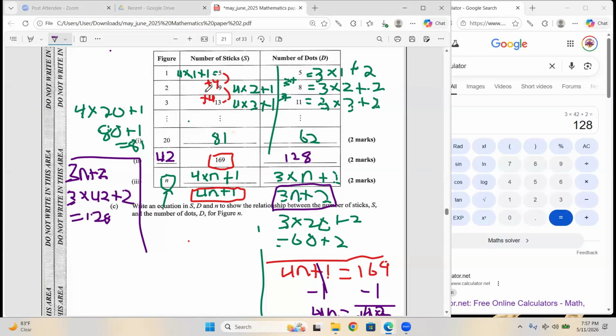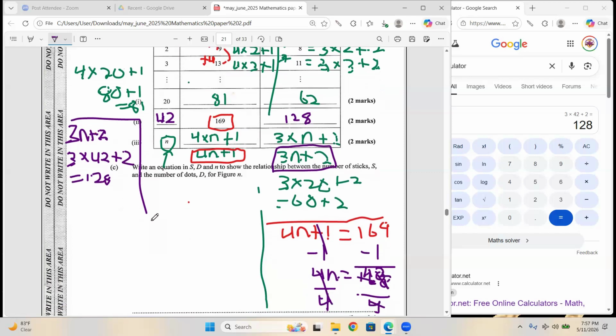So you will have seen we saw 4 keep adding for the next figure in the sticks, and for this one, 3 kept adding. So you can use that to multiply by the figure number and then figure out whether you need to add a number or take away a number to get what they give us. Yeah, so that's part of patterns.